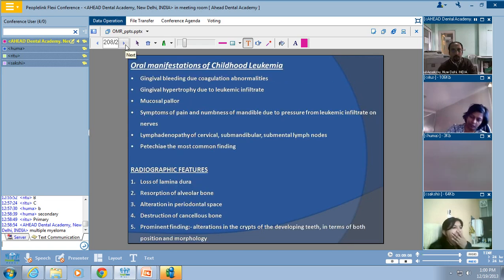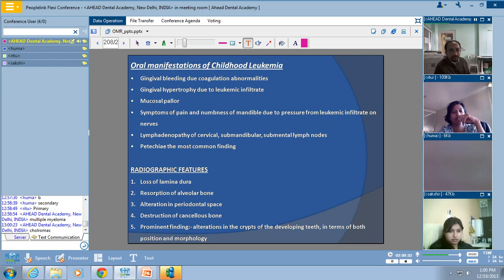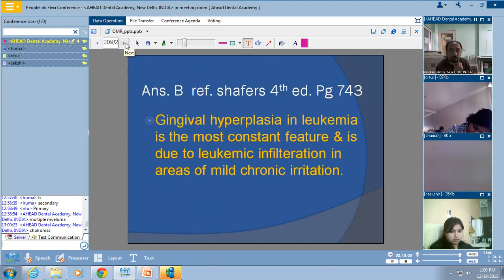Well, oral manifestation, this is the second point, gingival hypertrophy. Why does gingival hyperplasia occur in these patients? It is because of the leukemic infiltrate. And what are these leukemic infiltrates called? Chloromas. These leukemic infiltrates which appear are called chloromas. There is mucosal pallor and all this stuff is seen. And radiographically, we tend to come across loss of lamina dura, resorption of bone, alteration in PDL, destruction of cancellous bone. All these findings are generally seen in these patients. I hope it's clear what a chloroma is. They are generally present in the gingival infiltrate and they are leukemic masses. Is it clear? So the answer is obviously gingival hyperplasia, which is in fact the most constant feature, and it occurs due to mild chronic irritation causing the deposition of leukemic infiltrates.